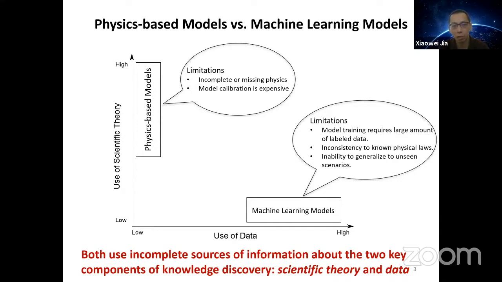And on the other hand, machine learning models, we know they're very powerful and they can automatically extract different types of complex relationships from data. But training such machine learning models usually requires a large amount of labeled data. And also, as we mentioned, they can produce results that are inconsistent with our known physical relationships.